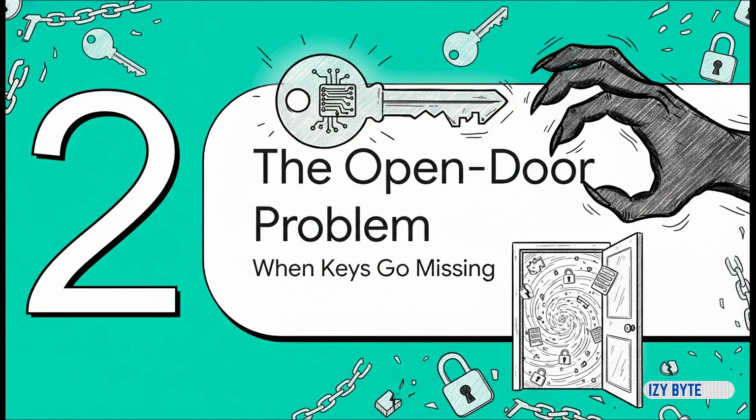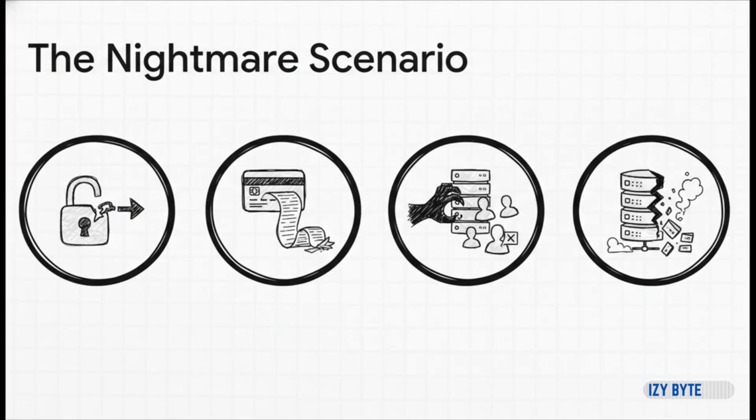Let's talk about the absolute nightmare scenario that can happen when these digital keys get into the wrong hands. If a secret gets exposed, things can get bad fast. Someone could use your accounts and start racking up huge bills on cloud services. Or they could steal or even corrupt your user data, which is a massive breach of trust. In a worst-case scenario, they could disrupt or even completely take down your application.